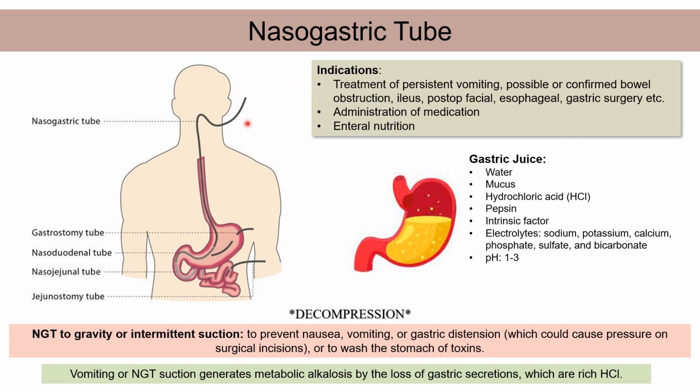It can be inserted through the nose or through the mouth. It's going to go down the esophagus into the stomach. The tip of the tube might even extend into the small intestine a little bit. We also have G tubes that are surgically placed directly into the stomach or directly into the small intestine. We all know that a nasogastric tube is used for nutrition.